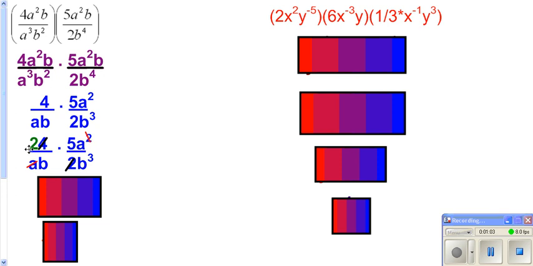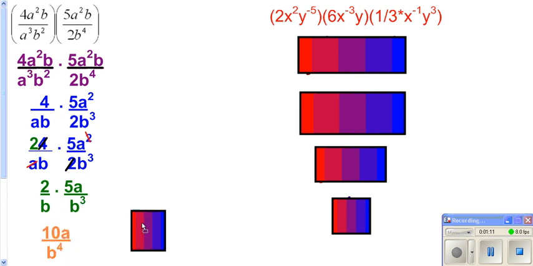So when you multiply, you have your 2 times your 5 times your a on top. You have your b and your b cubed on the bottom. Just multiply the top, multiply the bottom, and you're done.